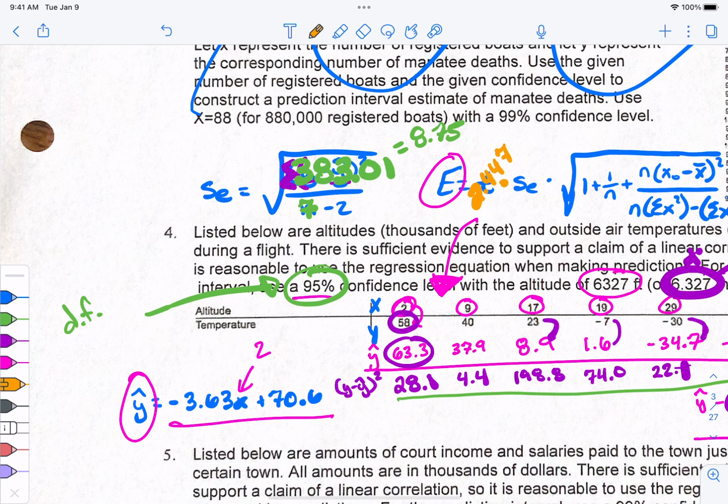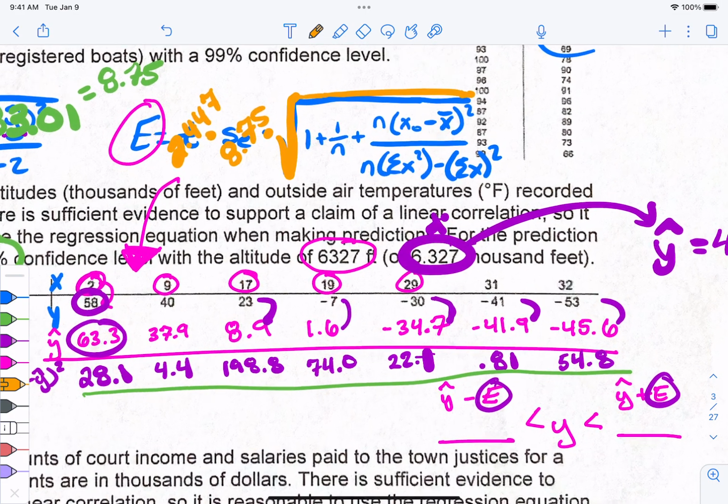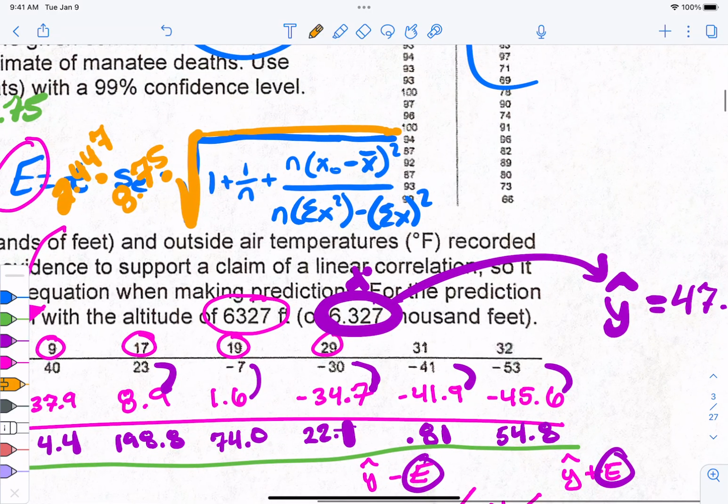2.447, and now we've got our standard error, which is 8.75 times the square root of a whole bunch of junk. That's a lot of stuff. Okay, but these should be not too bad. Where's my n? Square root of 7. Alright, what's x0? X0 is the x that I have.